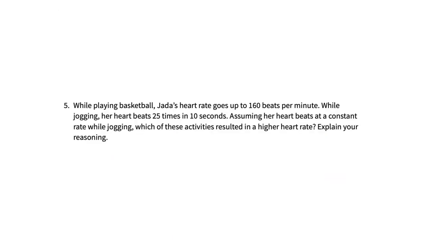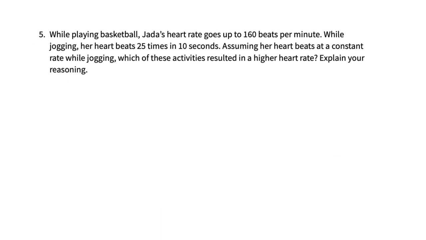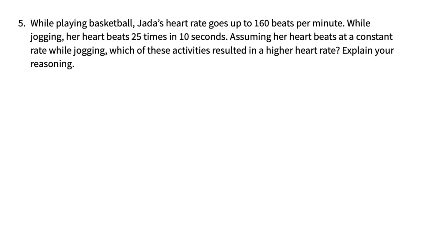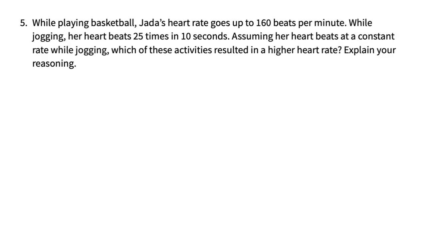While playing basketball, Jada's heart rate goes up to 160 beats per minute. While jogging, her heart beats 25 times in 10 seconds, assuming her heart beats at a constant rate while jogging. Which of these activities resulted in a higher heart rate? Explain your reasoning. So really what we need to do is think about how we connect this ratio of 25 times in 10 seconds, how do we relate that to 160 beats in 1 minute?